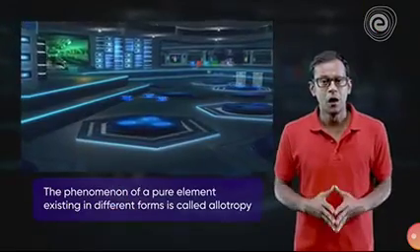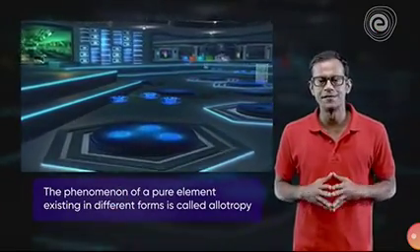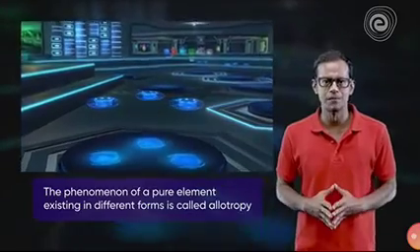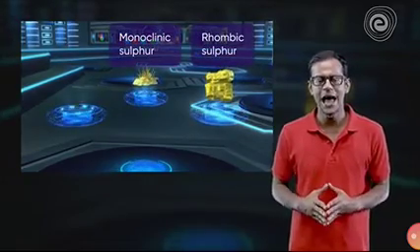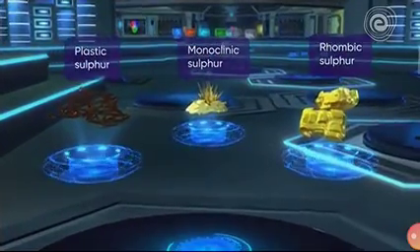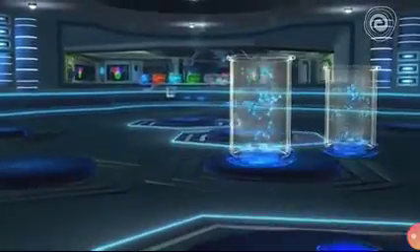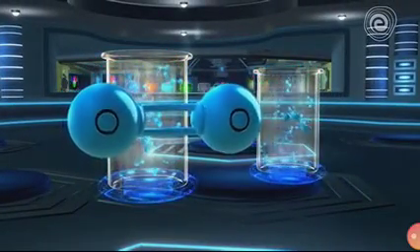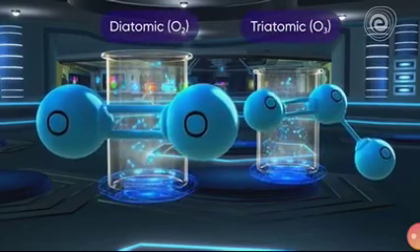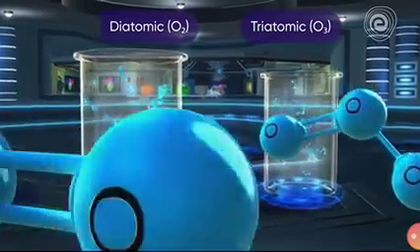The phenomenon of a pure element existing in different forms is called allotropy. For example, the element sulfur exists as three allotropes: rhombic, monoclinic, and plastic sulfur. Oxygen exists as diatomic O2 and triatomic O3 gases.